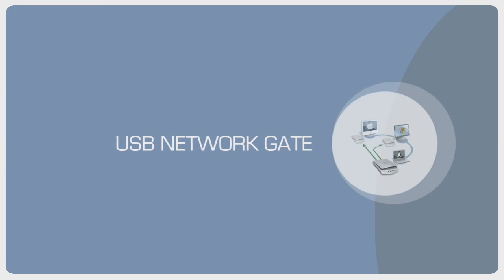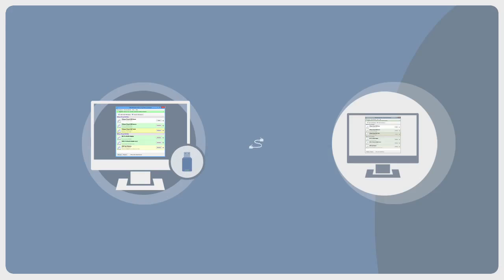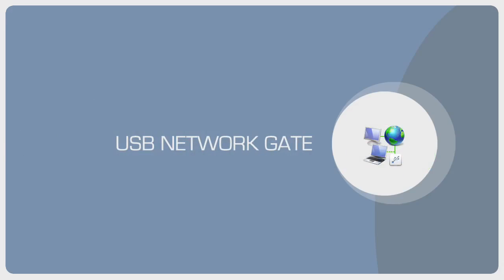USB Network Gate is an essential USB sharing solution by Eltima Software that lets you share USB devices over network. Thanks to the Eltima USB over Ethernet sharing technology, you can share USB devices over local network or even internet. Connect USB devices to a virtual machine. Access USB devices from remote desktop session.